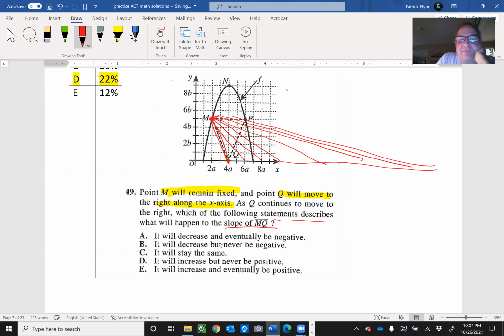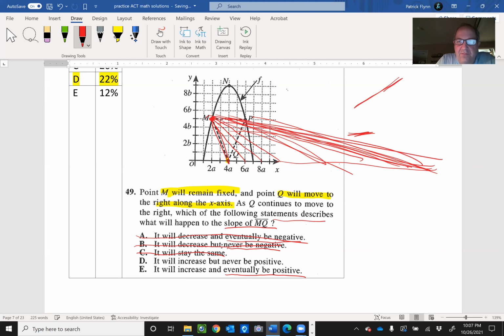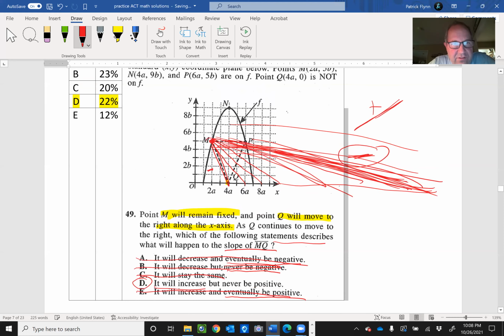Well, let's see. I think the slope of all these lines, no matter what, is always negative, right? It's definitely not staying the same. Part B says never be negative. No. Eventually be negative. I think all of these are always negative, so not A. Here, this one says eventually be positive. I don't think this line is ever going to be a positive slope. I think it's always going to be a negative slope. So choice D. It will increase, right? We're at, like, you know, pretty good negative number there. But we're getting smaller and we're getting closer and closer to 0. But it will never be positive. I really thought this one was a bit of a stinker.